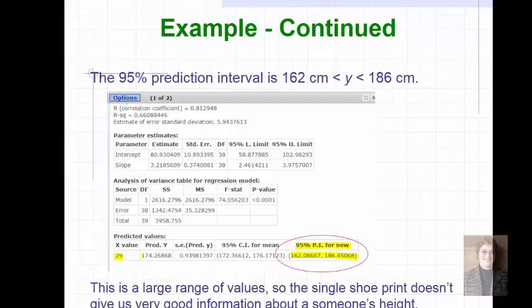And here is our predicted. There's our standard error, and our estimate of error standard deviation is up here. So those would be things that we would use if we were going to calculate it by hand. But isn't it wonderful we don't need to do that?